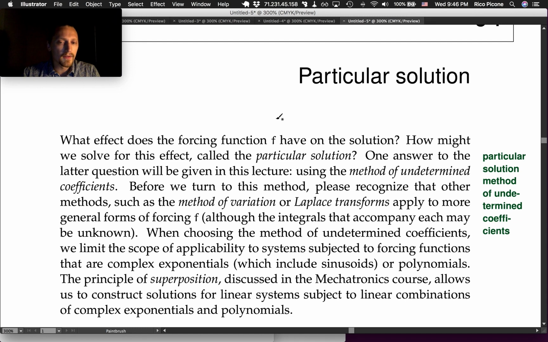When choosing the method of undetermined coefficients, we limit the scope of applicability to systems subjected to forcing functions that are complex exponentials, which, as we saw in the last lecture, include sinusoids and regular real exponentials as well, or polynomials. The principle of superposition, discussed in the mechatronics course, we won't cover it in the primer, allows us to construct solutions for linear systems subject to linear combinations of complex exponentials and polynomials. So we'll use this very powerful principle of superposition.